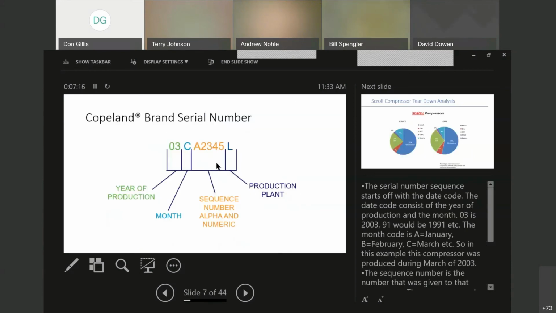A little bit about the serial number. The first two characters, as you know, are the year. The third is the month of the year: A, B, C, January, February, March, of 2003. The last character, the L, would be the Lebanon, Missouri plant.